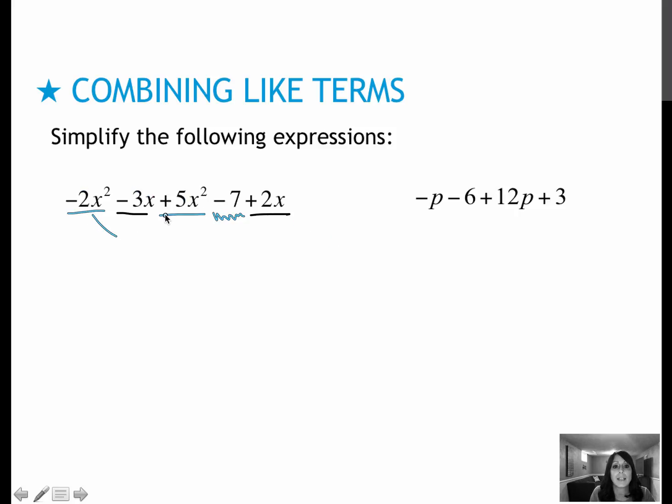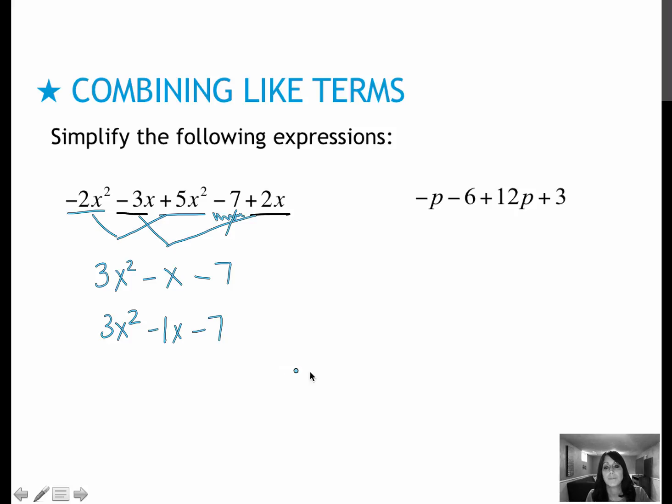So I'm going to combine these two first. Negative 2 plus 5 is a positive 3x squared. Remember that x squared didn't change. Then I have minus 3x and plus 2x, different signs, so I find the difference of 1, the bigger number is negative, so it's minus 1x. I'm just going to write that as minus x. You don't need the 1 in front. And then of course I haven't used my minus 7, so I'm going to bring that straight down to my answer. Remember, if you had it written like this, it's the exact same answer and still correct.